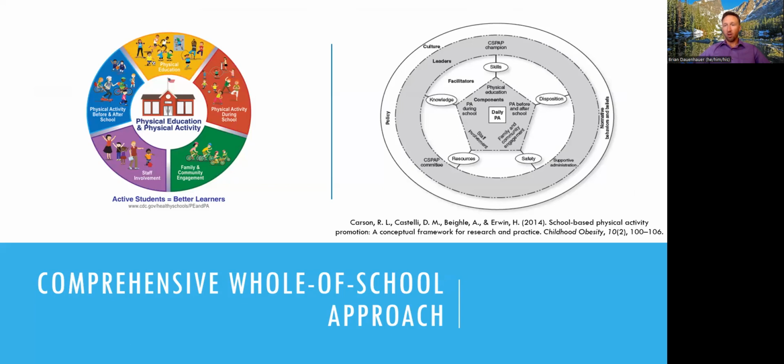What we really know is that a whole of school approach is needed to have any kind of impact on physical activity behavior in youth. And so one of the most common whole of school approaches, at least here in the United States, is the Comprehensive School Physical Activity Program model. Many of you are probably familiar with this model. It includes 5 component areas, starting with the foundational component of quality physical education.